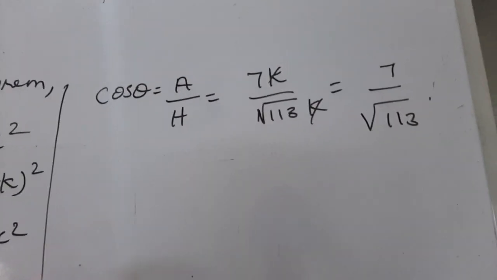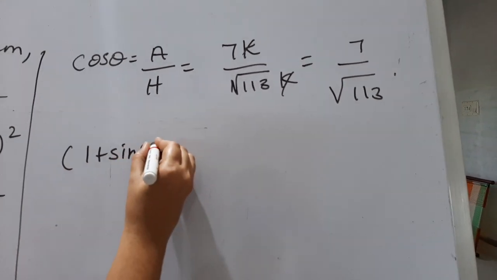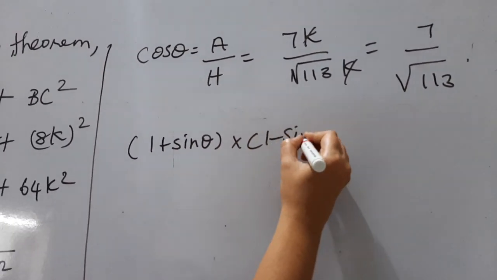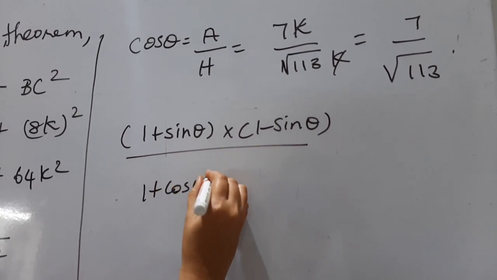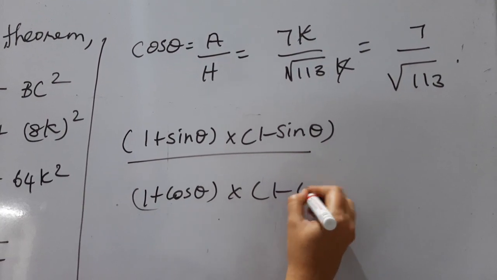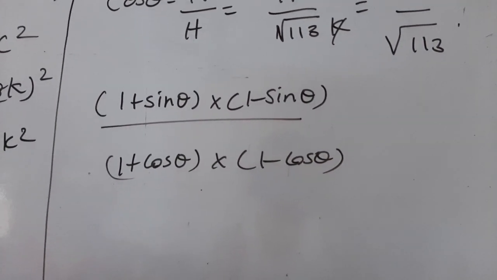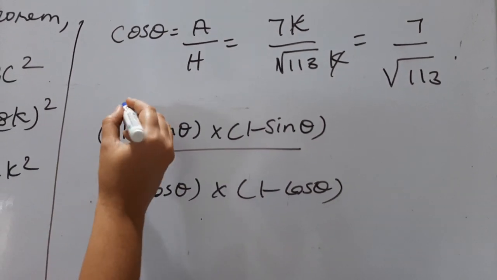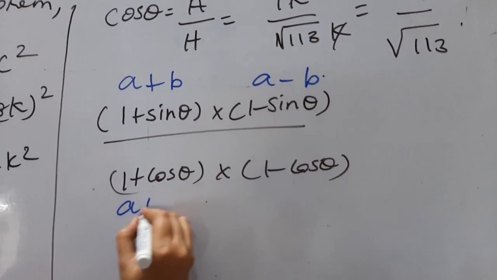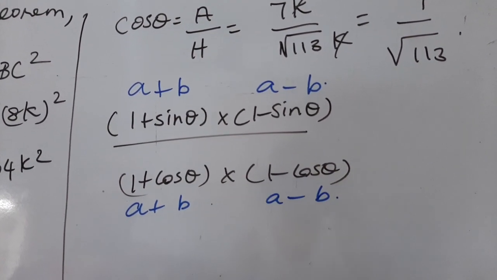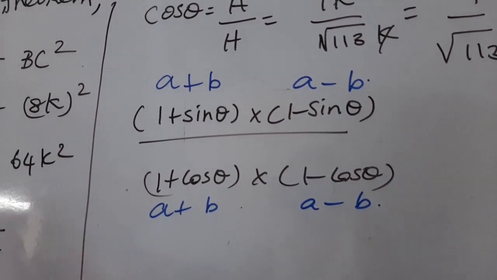Now what do we want to evaluate in the actual question? 1 plus sine theta into 1 minus sine theta, divided by 1 plus cos theta into 1 minus cos theta. Check this and tell me in what form this is given. Think in terms of identities. It is a plus b and this is a minus b. Here it is a plus b and here it is a minus b. So a plus b into a minus b is equal to a square minus b square.